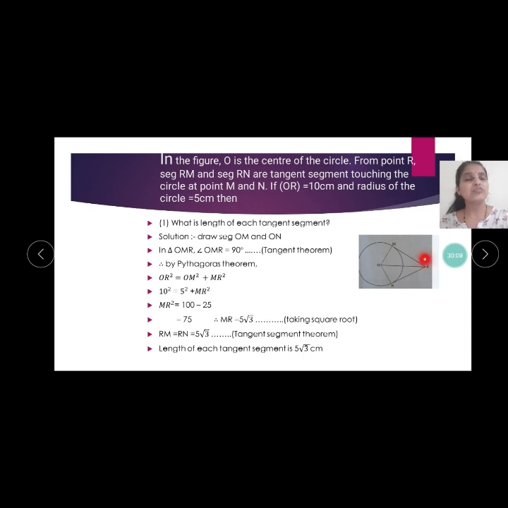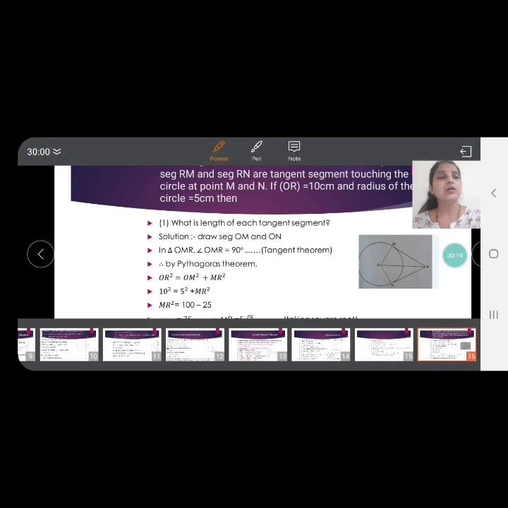So what is the length of RN then? The length of RN is also equal to the length of RM, as the tangents drawn from a point outside the circle are congruent. Then the length of each tangent is 5 under root 3 centimeter.